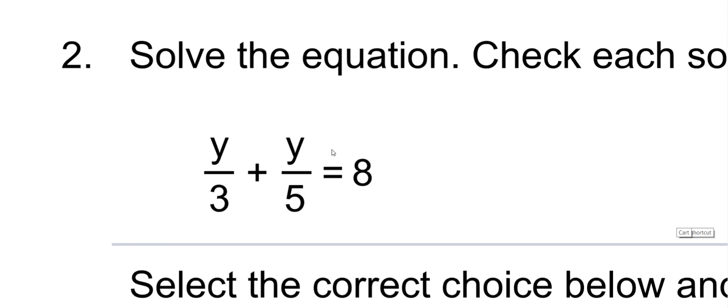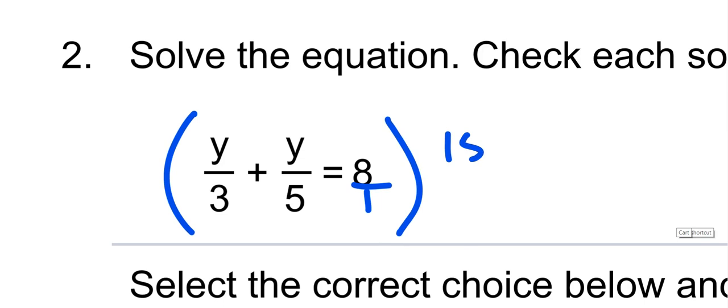What's the common denominator here in question 2? Well, I see that there's a 3 and a 5, and then I've got a 1 underneath the 8. What's the common denominator between 3, 5, and 1? 15. In other words, there's nothing in common between them, so you are forced to multiply them together. So, we're going to multiply the entire thing by 15.